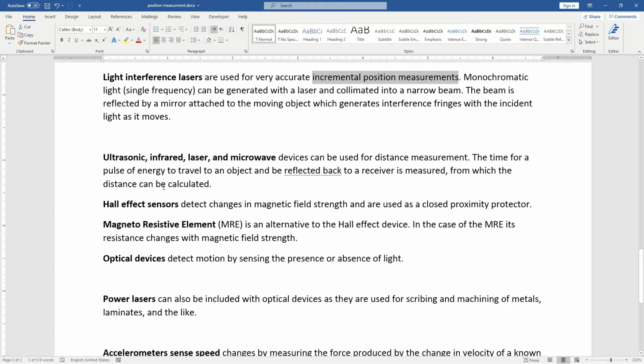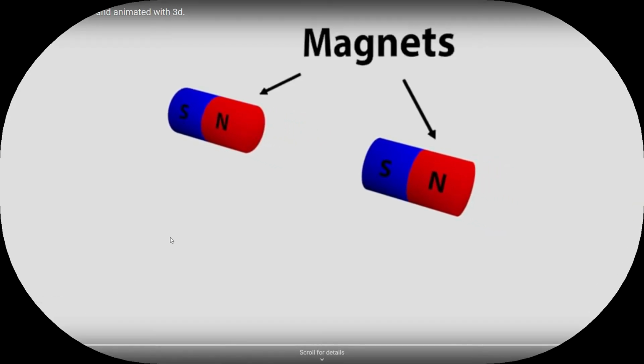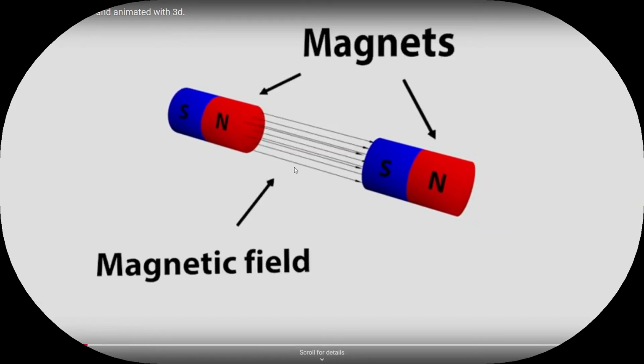Hall effect sensors detect the change in the magnetic field strength by using a closed approximator toward the movement part. As you see here, the Hall effect. The idea here: two magnets, and there is a magnetic field between them.